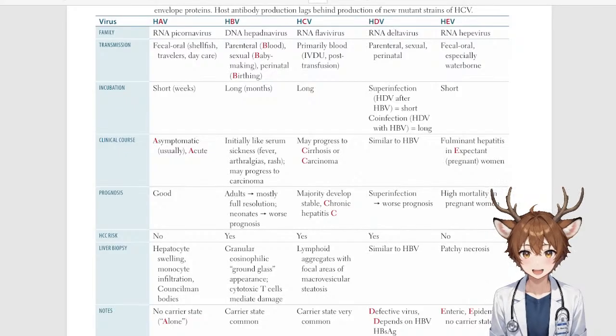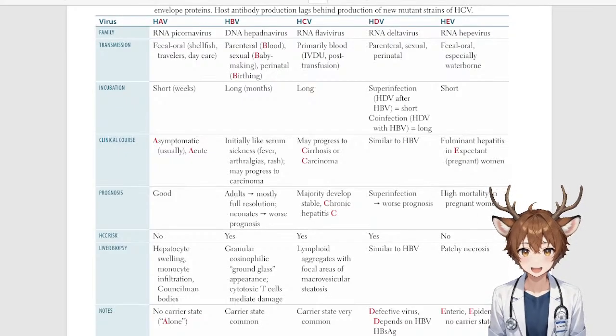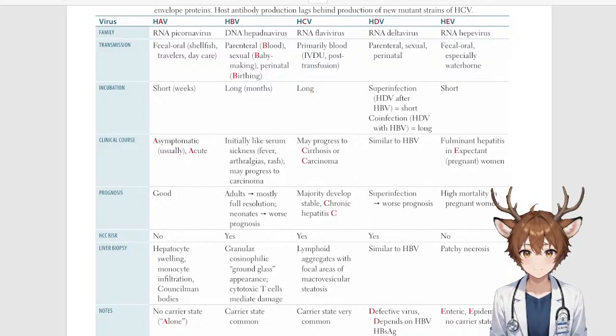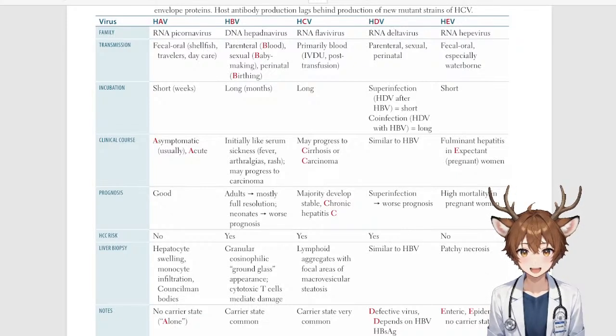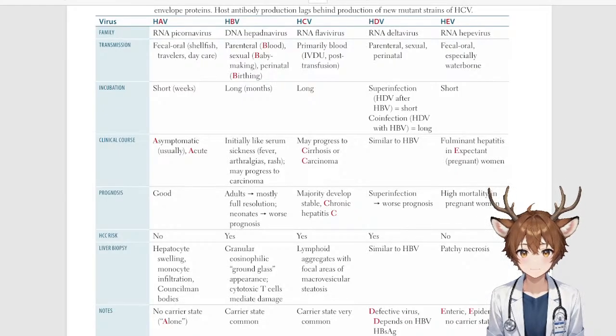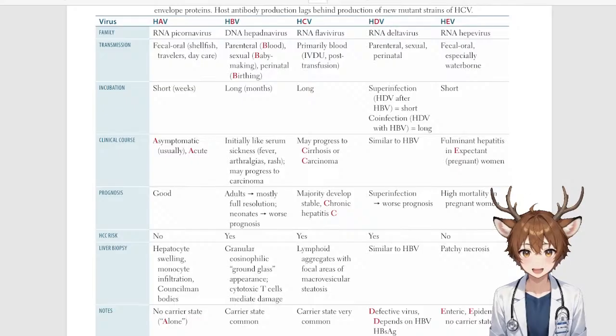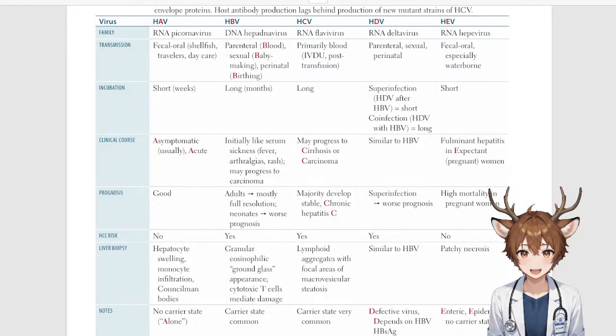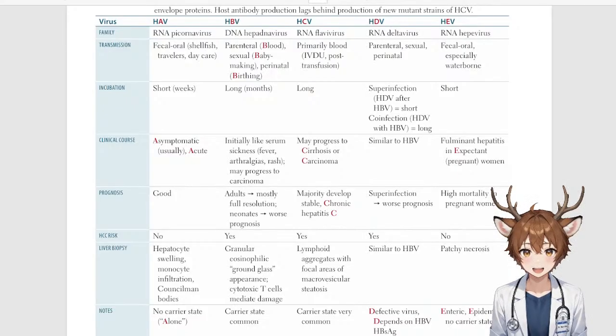B, C, and D are sexually transmitted. They are chronic typically, and they can cause carcinoma. They can cause hepatocellular carcinoma. So A and E are similar to each other. Non-enveloped, in the stomach, they can survive the intestines. They're acute. They are not chronic. B, C, D, chronic, sexually transmitted, and they are going to be at risk for hepatocellular carcinoma.